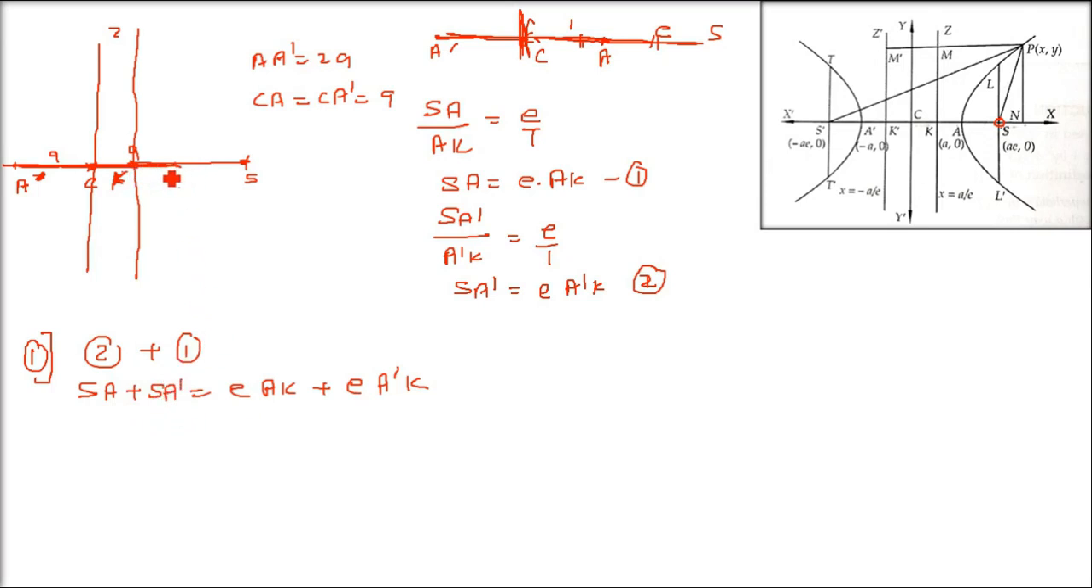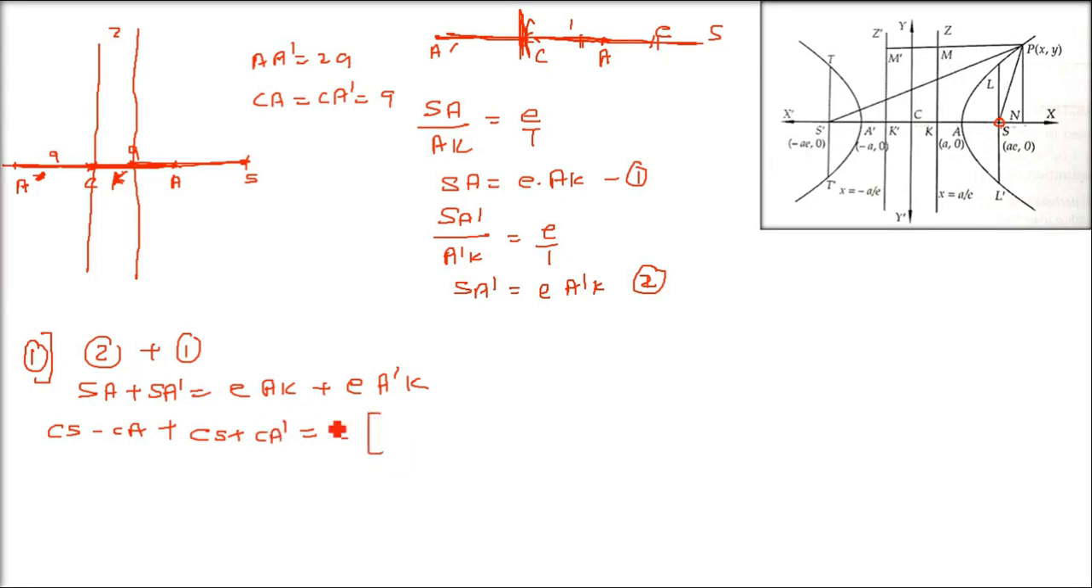Okay, now we have added these two. Now let us try to write SA and SA dash in a different manner. SA can be written as CS, and just subtract CA. CS, if you subtract CA, you are going to get SA. Similarly, SA dash. Now, how to write SA dash? So just add CS with A dash C or CA dash. You're going to get SA dash.